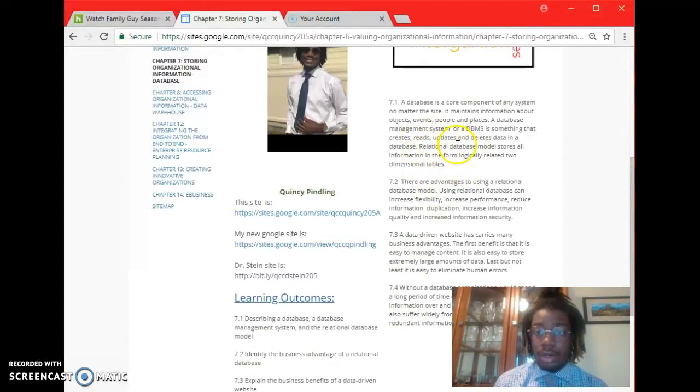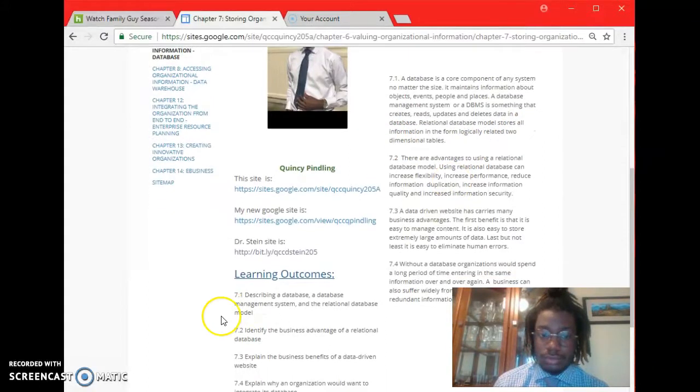Here, which is very important, a relational database model stores all information in the form of logically related two-dimensional tables. Now, there are definitely advantages to using a relational database model. Using one can increase your flexibility, increase performance, and reduce information redundancy. It can increase information quality and information security as well. These will be very important if you have a business.